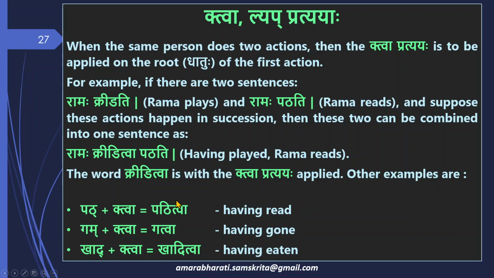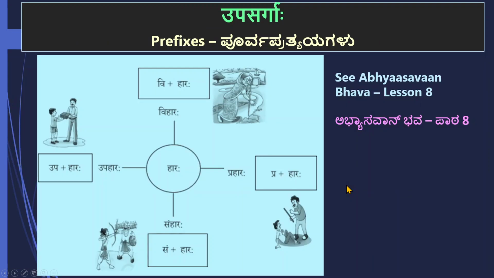Other examples of the tva pratyaya are Path plus tva is Pathitva, having read. Gam plus tva is Gatva, having gone. Khad plus tva is Khaditva, having eaten. Saha Ramah Kriditva Pathati. Now, can you apply the tva pratyaya in all circumstances, for all verbs, all cases, all the possibilities? Can you use it? Means it is no. Answer is no. There are exceptions where you cannot use the tva pratyaya, but instead you have to use the lyap pratyaya.